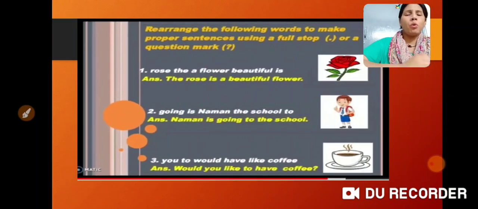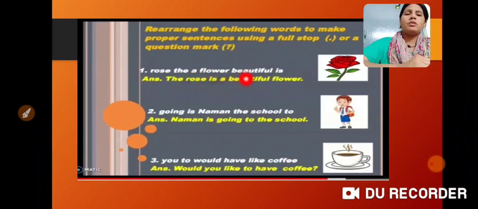Then read the following group of words and rearrange them to make a proper sentence using a full stop or a question mark. Means you have to rearrange these words to make a proper sentence, and then end it by using a full stop or a question mark. So look at the first group of words: rose, the, a, flower, beautiful, is.